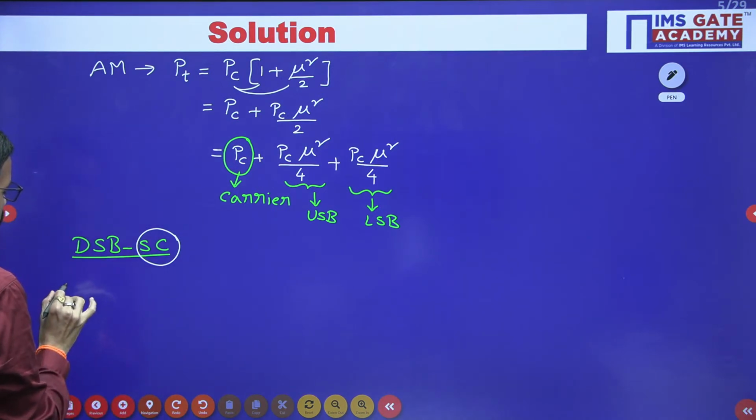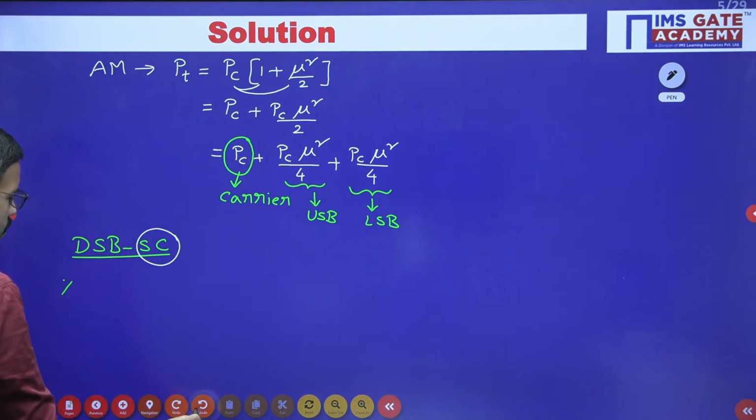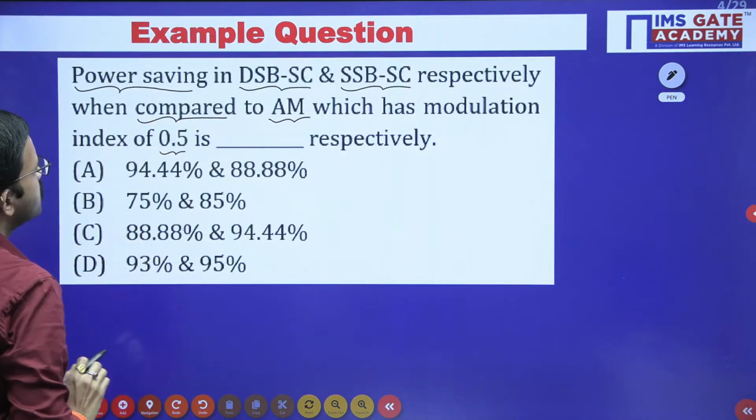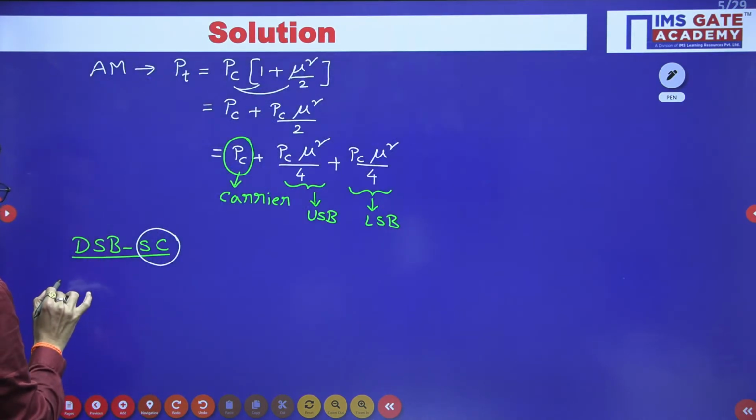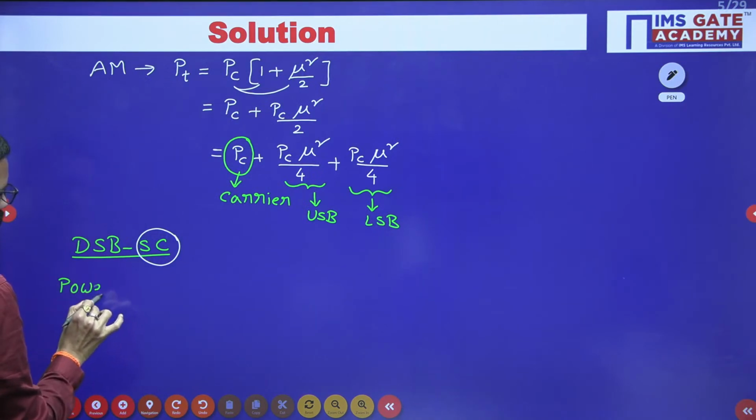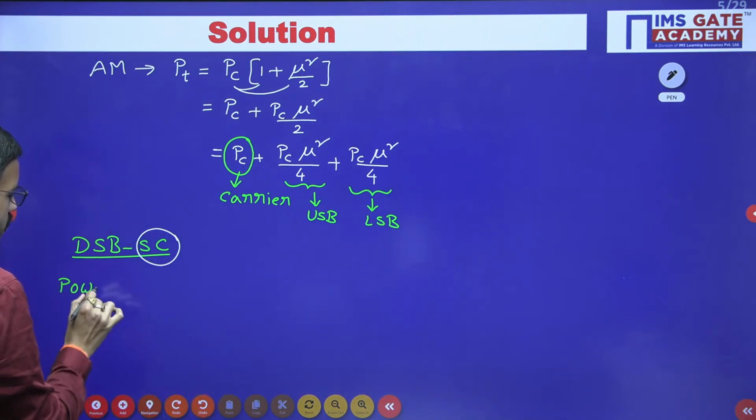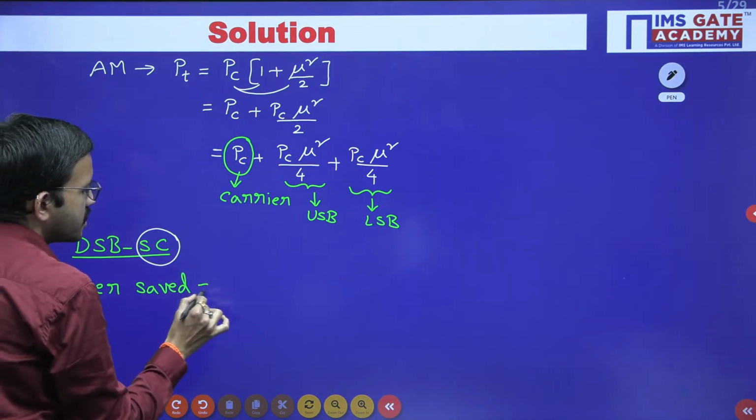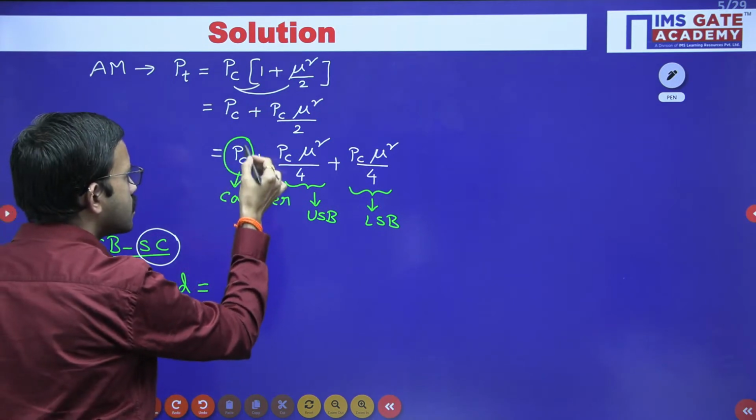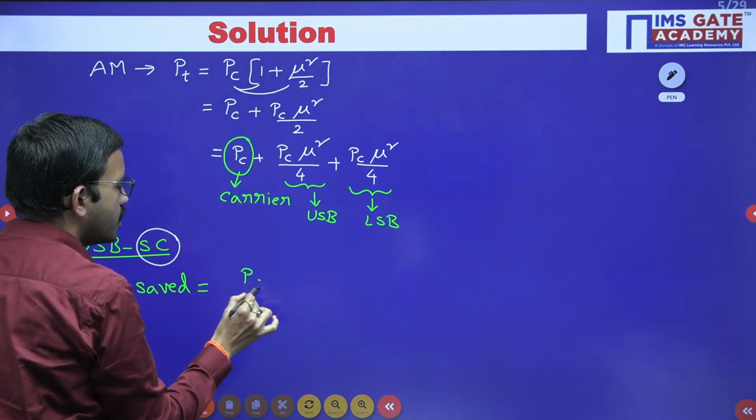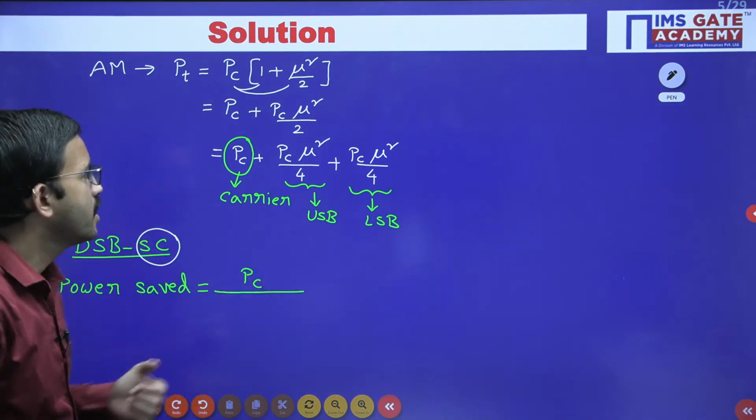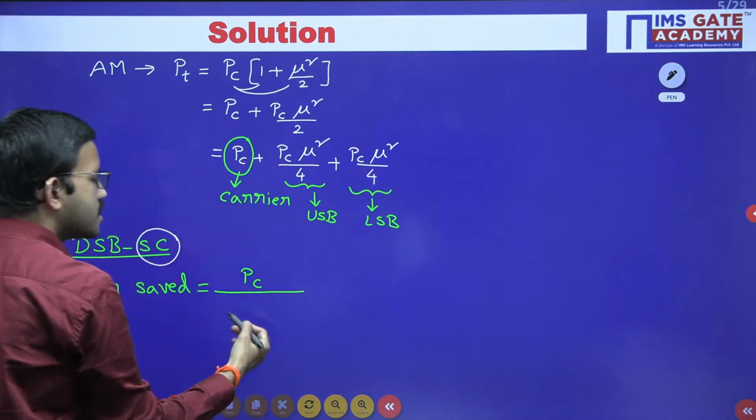Here eta is the efficiency, but for this question they are asking for power saving. So you can write the power saved in DSB-SC. The carrier power is what we save when using double sideband suppressed carrier, and they are asking with respect to AM, so this entire power goes in the denominator.